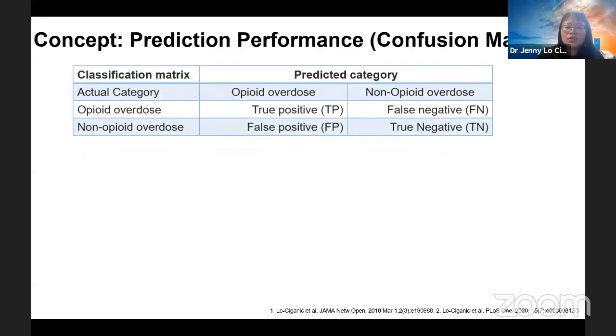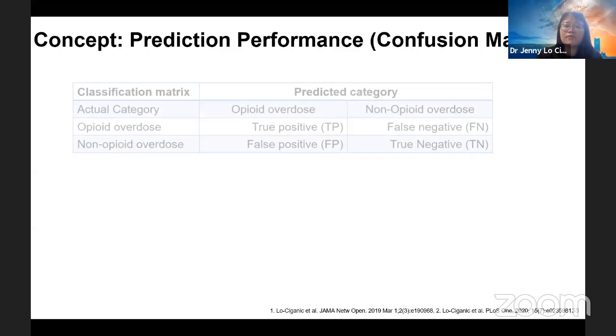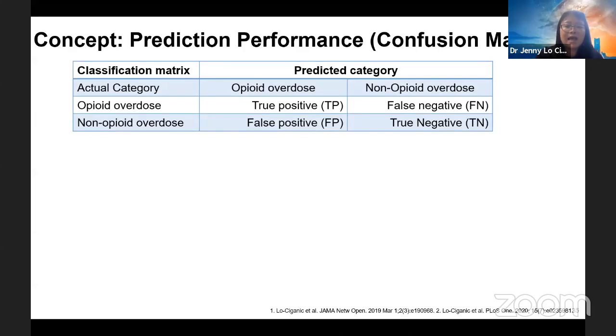So how do you evaluate the prediction performance? When you have a classification problem, we use what we call a confusion matrix, because you have a predicted category and an actual category. The actual category is whether the patient has a real opioid overdose or not. And there are true positives and true negatives.